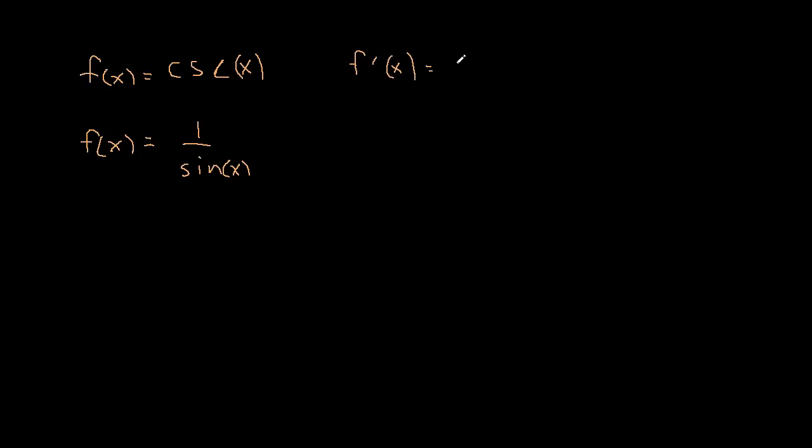by using the quotient rule. Quotient rule says take the denominator and multiply it by the derivative of the numerator. What's the derivative of 1? Hopefully everybody said 0. And we subtract from it the numerator, which is 1, times the derivative of the denominator. What's the derivative of sine? Hopefully you said cosine. Okay, and this is all over the denominator squared.